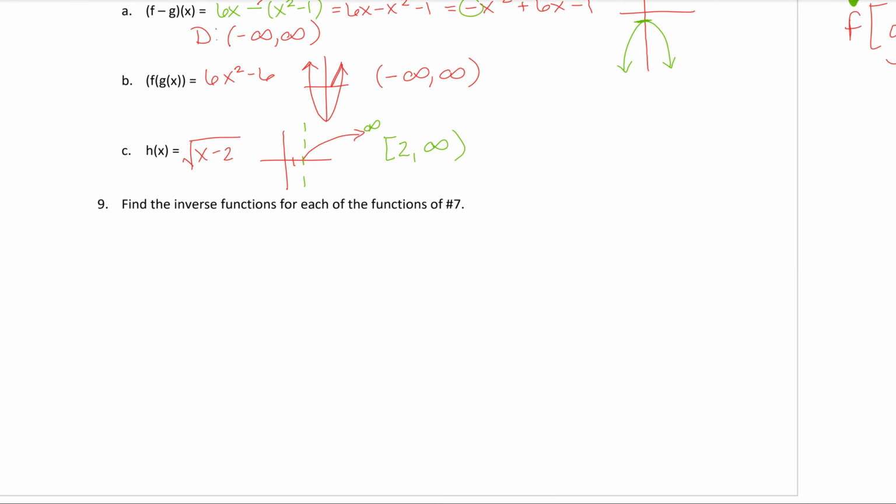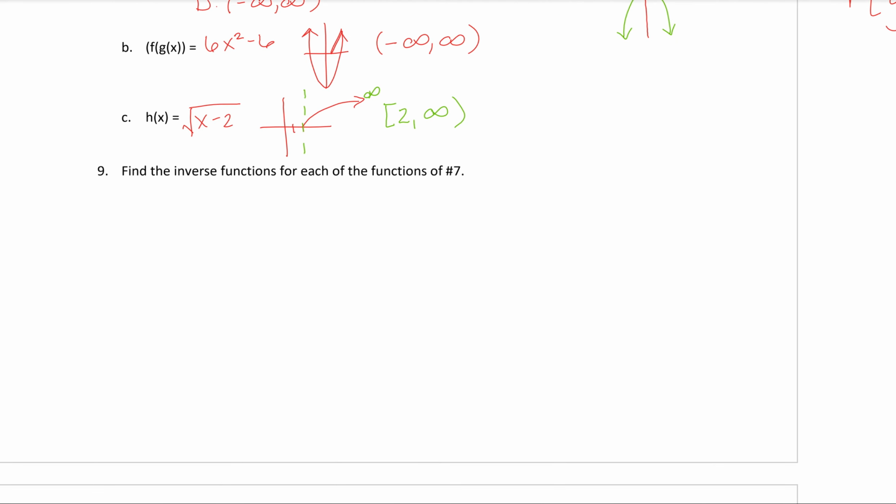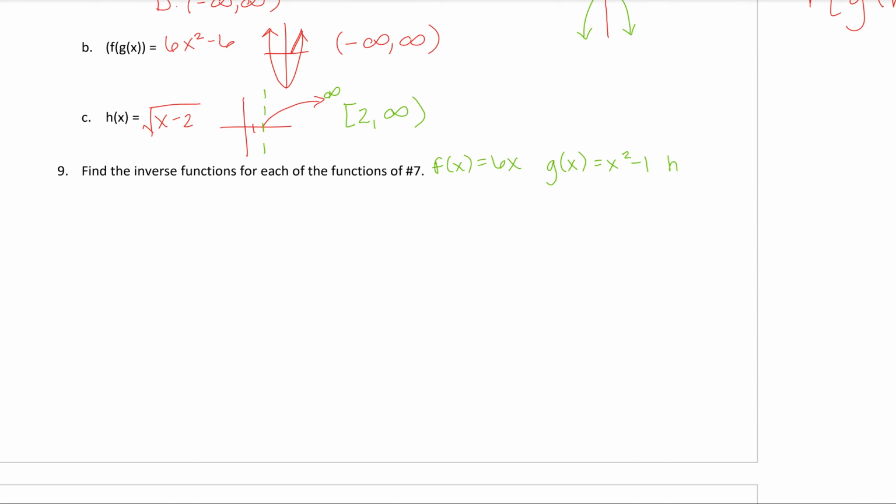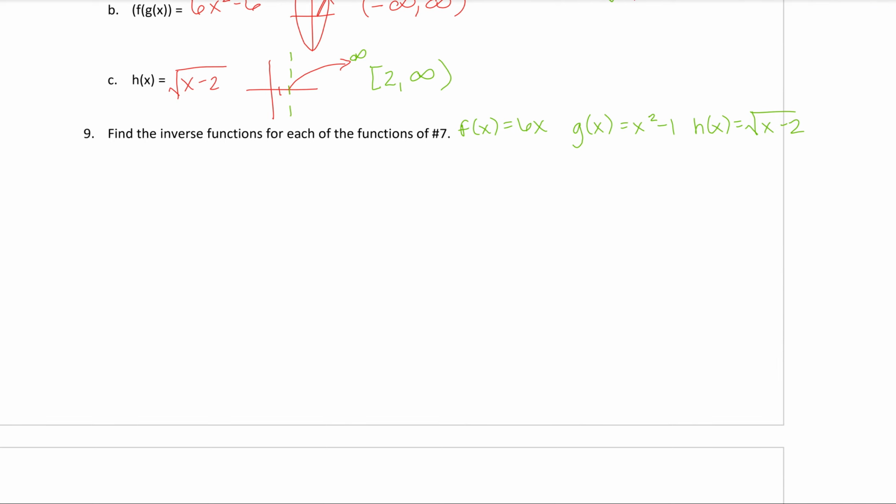All right, number 9. We want to take the inverse functions for each of the problems from number 7. So the original functions, I'm going to rewrite them. I have f of x equals 6x. I have g of x is x squared minus 1. And I'm going to work with h of x, square root of x minus 2. These are the functions that I'm utilizing.